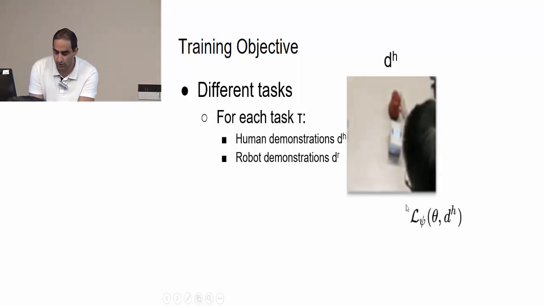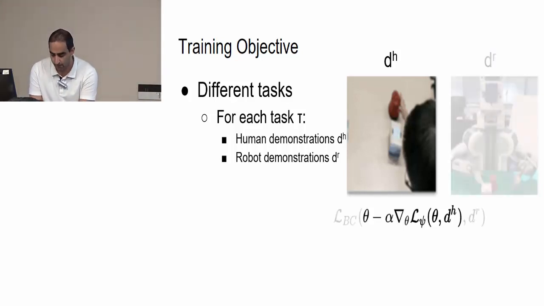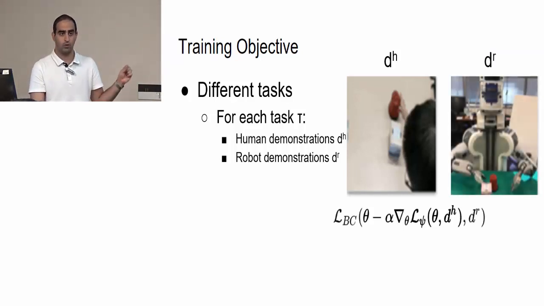Now suppose that we know how to calculate this L psi for human demonstration for our initial parameter theta. Assume for a moment that we know how to calculate this function. So it's a loss. By performing gradient descent on this loss, we can arrive at another set of parameters for our policy, which should be better for this human demonstration.